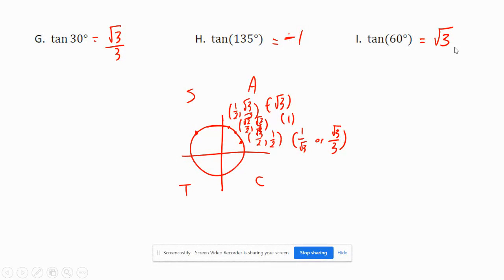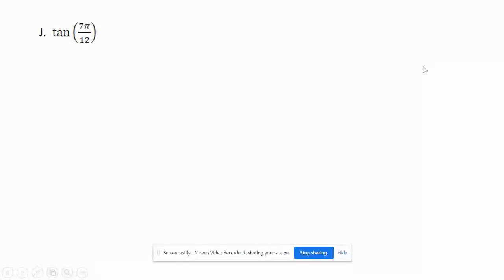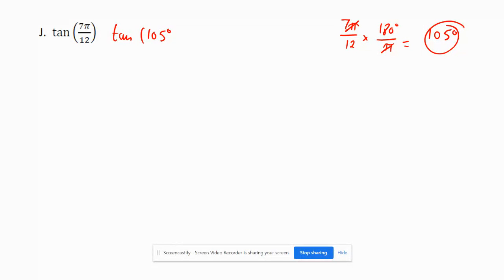All right. We have tan of 7 pi over 12. So my first recommendation is let's figure out what is 7 pi over 12 times 180 over pi. Let's convert this into degrees. We do this and we get 105 degrees. So we get tan 105. Now a couple ways I could do this.